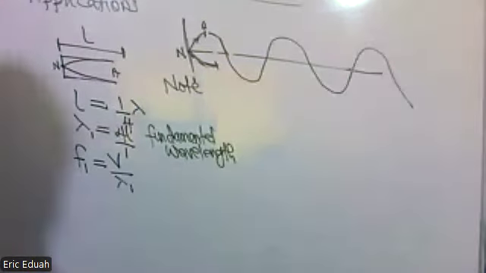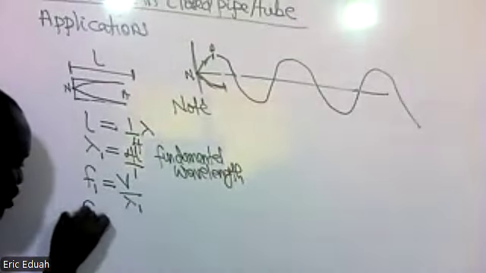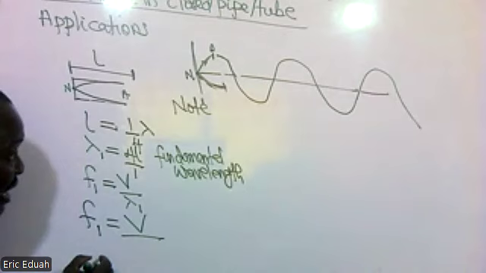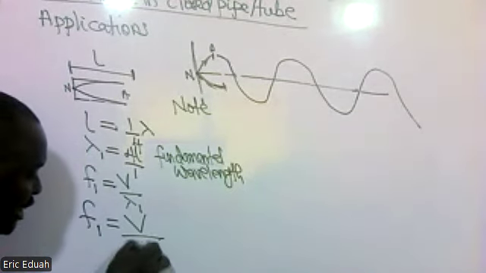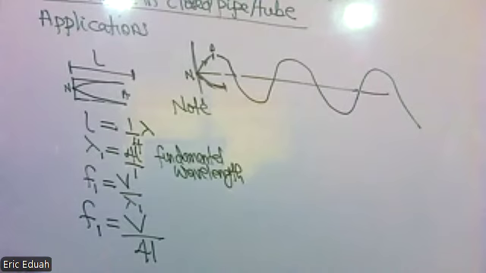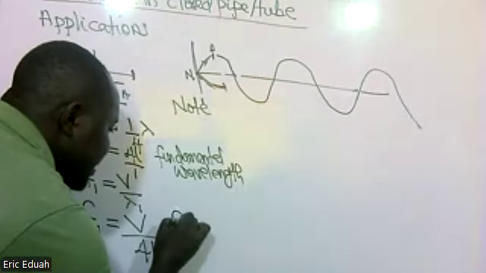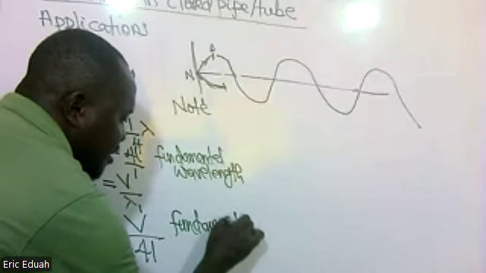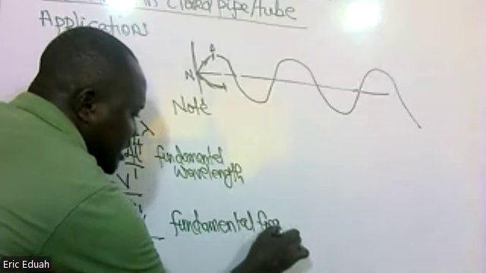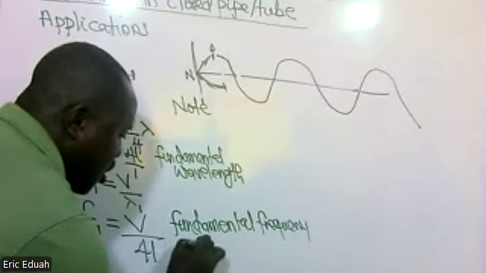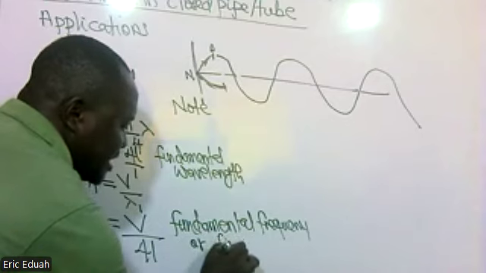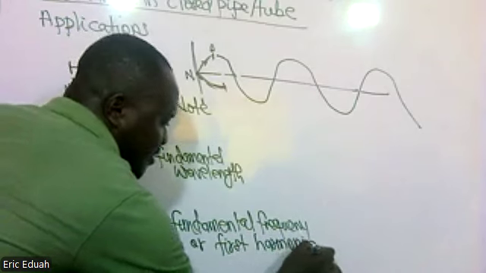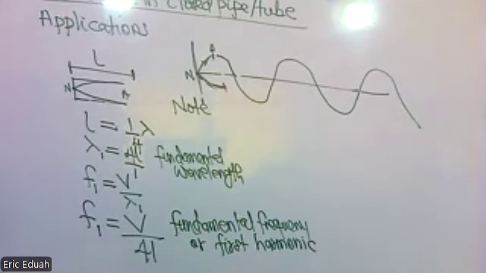F1 therefore is equal to V over 4L. This is the fundamental frequency, or the first harmonic, or zero overtone.